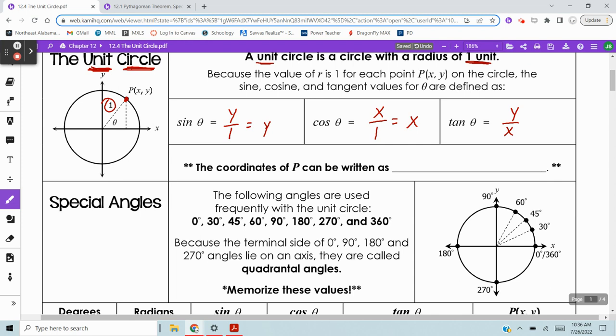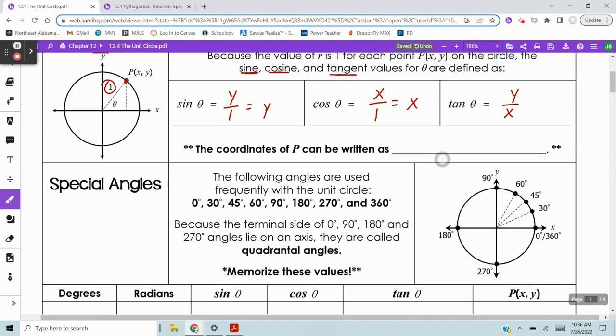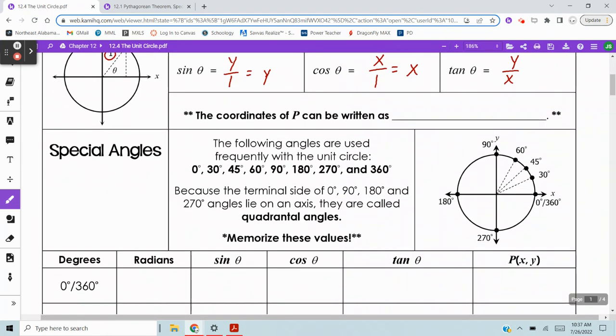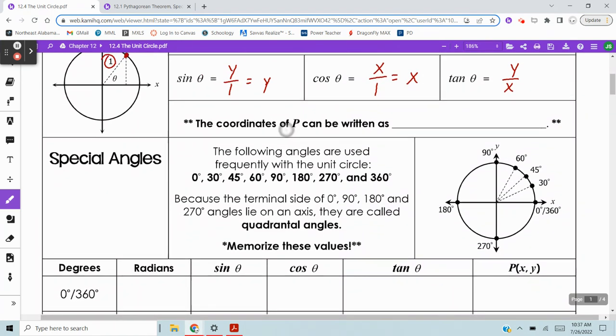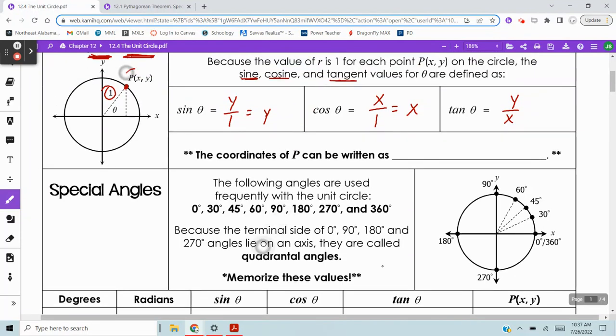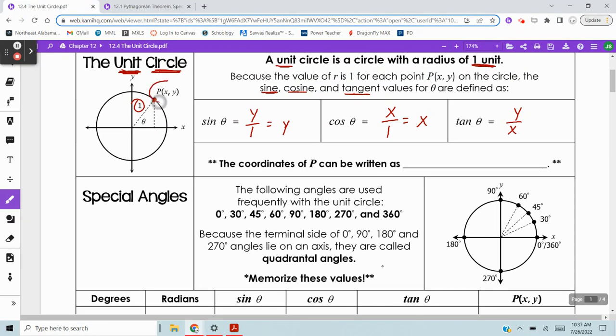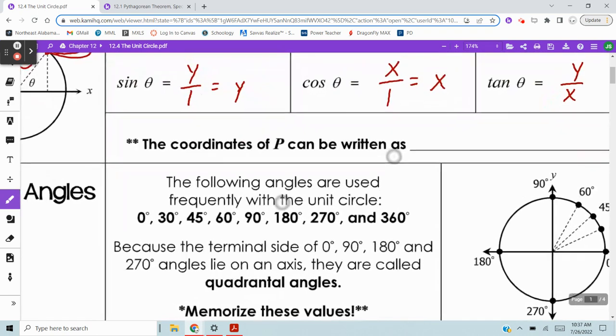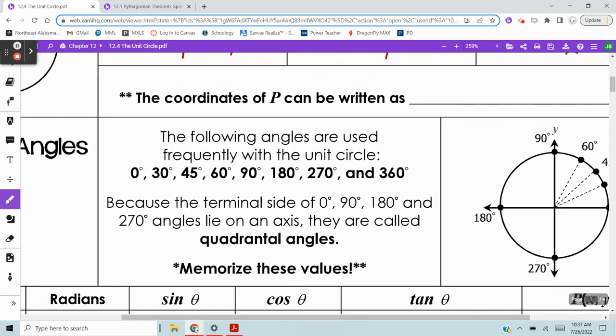Let me go ahead and read the rest of this up here again. Because the value of r is 1 for each point x, y on this circle, the sine, the cosine, and the tangent values are defined in this way. The sine is now y, the cosine is now x, and the tangent is still y over x since it doesn't involve r. So the coordinates of any points, this is the most important part of today, every point on this unit circle, and it has to be on the unit circle for this to work, can now be written as this.